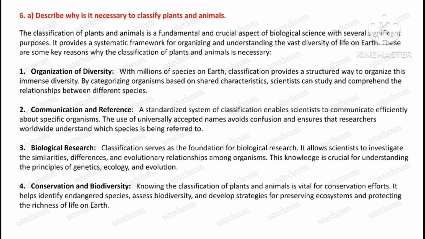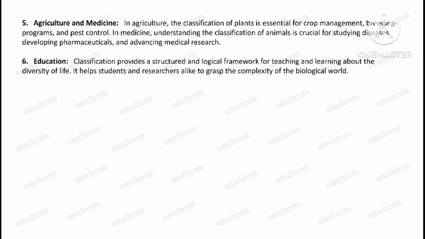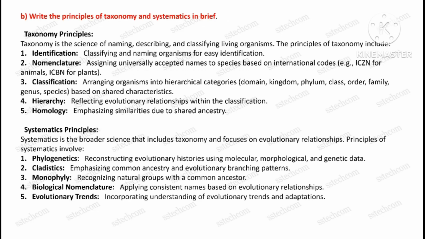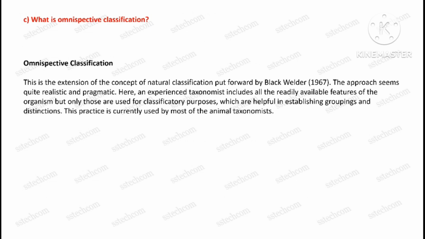Question number 6, first part, describe why it is necessary to classify plants and animals. Second part of this question is write the principles of taxonomy and systematic in brief. Third part of this question is what is omnispective classification.